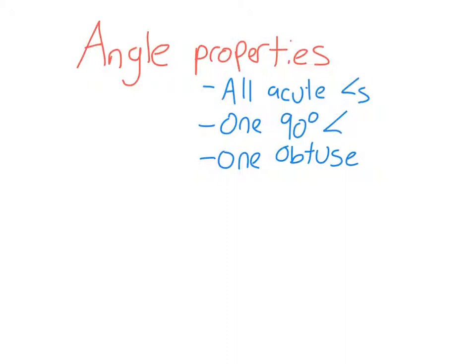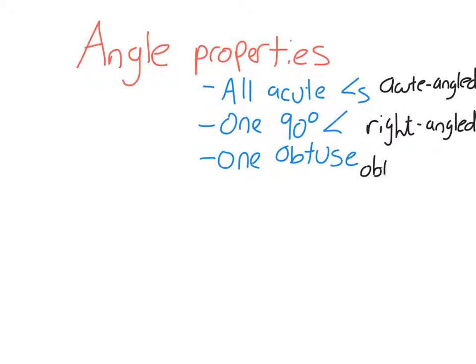So if all angles are acute, we just call it an acute angled triangle. You've had some experience with right-angled triangles before. If we have a right angle, we call it right-angled. And if we say an obtuse angle, we don't mean that all the angles in the triangle are obtuse. That's impossible. You can only have one obtuse angle. We call them obtuse-angled.